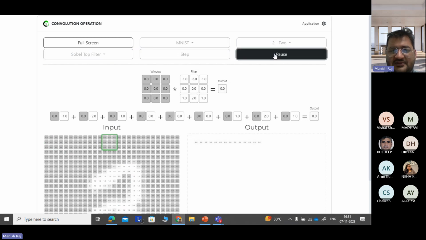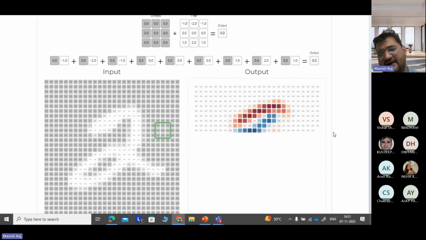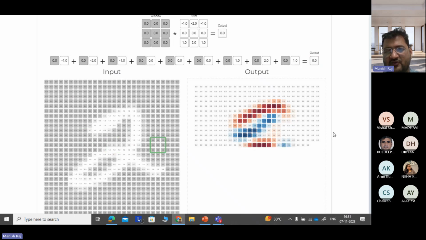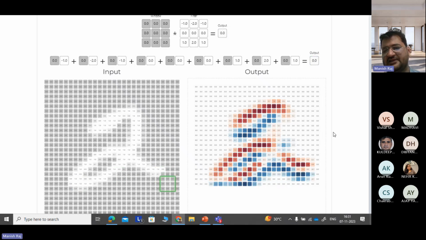After that, I am playing with this thing. Let's see what is happening. So different filters you can take, and after that you can attempt this. Okay, what is happening in this part? Some type of structure you will get. So different filters will provide you different structures.